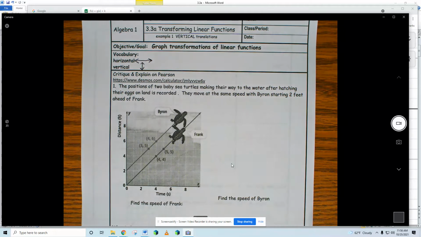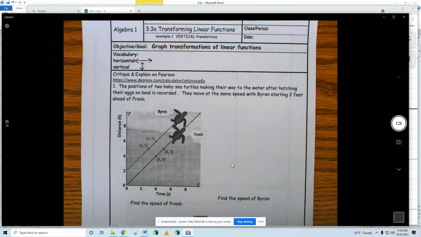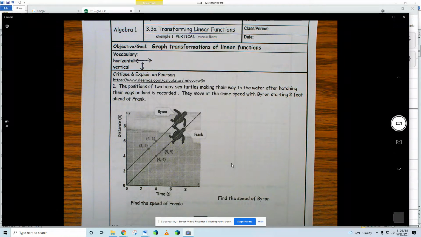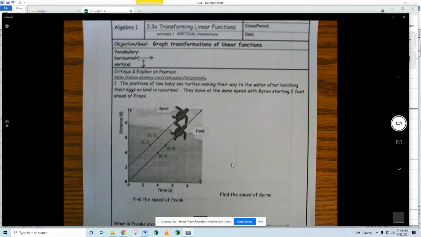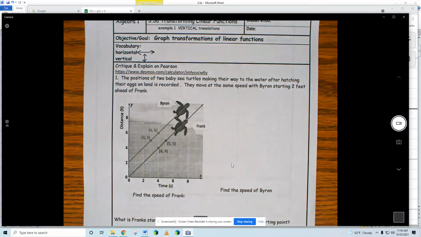All right, the positions of 2 baby sea turtles making their way to the water after hatching their eggs on land is recorded. I've named the turtles because, why not name a baby turtle? All right, so they move at the same speed. They have the same slope. They have the same tilt. But I now have 2 turtles, and I need to talk about both of them. Byron is the top line. Frank is the lower line.